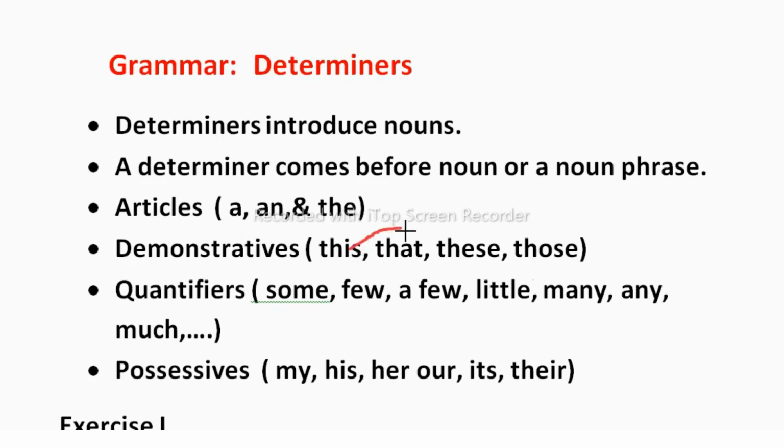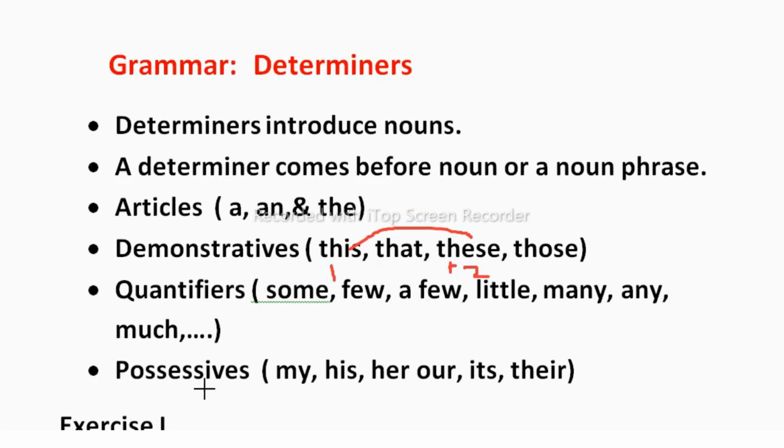This and these we use for things which are near to us. This we use with a singular thing, and these we use with plural things, more than one. And that and those we use for things which are far away from us. That tree is big, those trees are big. A quantifier shows the quantity of an object or a noun without providing a specific number, like some, few, a few, little, many, any, much, a lot, several, and so on.